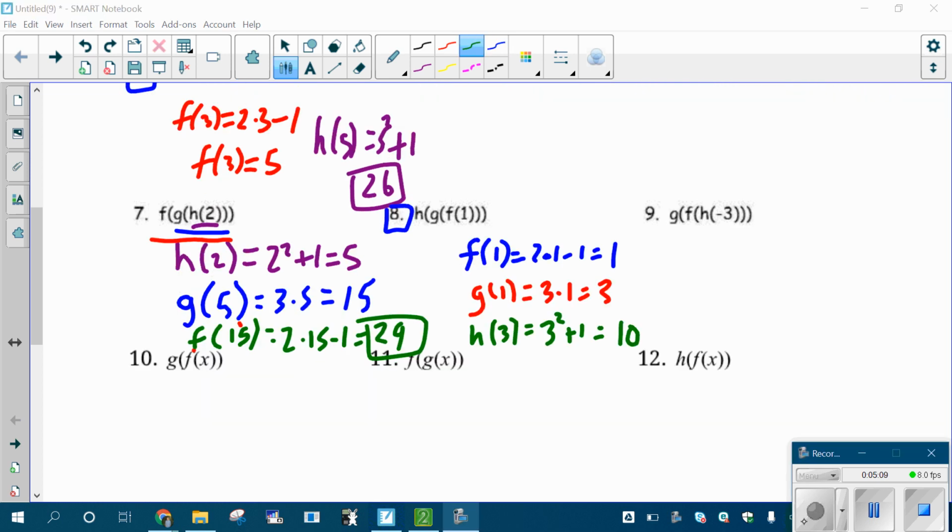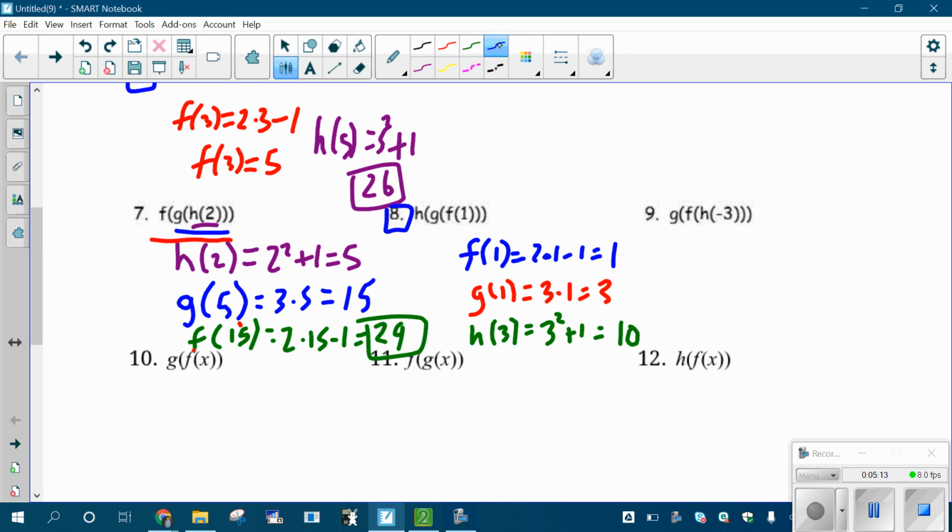Okay, so for number 8, you should do f of 1 first, get out 1, and plug it into g. Again, we're going inside first, then the middle. G of 1 gives out 3, and you take that 3 and plug it into the outermost one, h, and get out 10. 10 is your final answer.